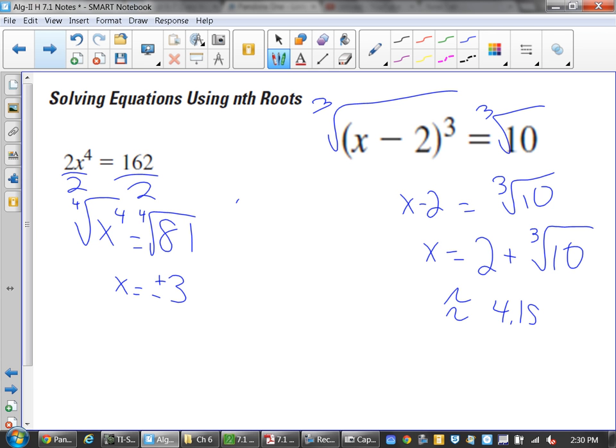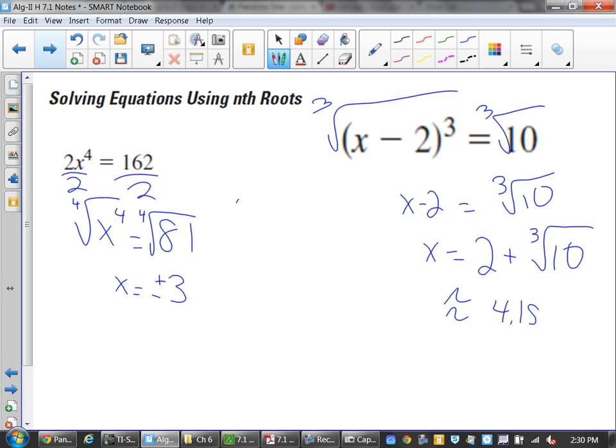If that was a fourth root, what would be in front of the 10? If it was a fourth root of 10, I'd have to have plus minus there because it was an even root going over. When you take odd roots, you don't have to do plus minus. When you take even roots, you have to do plus minus. What's the exact answer? 2 plus the cube root of 10.